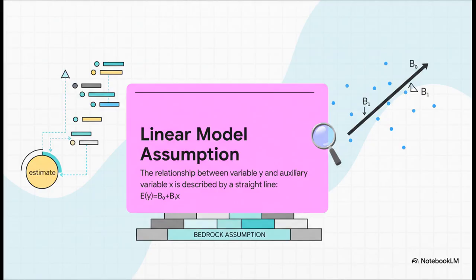Now we need to formalize that idea with a model. We're going to assume that the relationship can be boiled down to a simple straight line. The formula you see here, E of y equals b0 plus b1x, is just saying that the average value of our target variable y is a linear function of our auxiliary variable x. b0 is just the intercept, where the line hits the y-axis, and b1 is the slope, which tells us how much y changes for every 1 unit change in x. This simple linear assumption is the foundation for everything we're about to build.